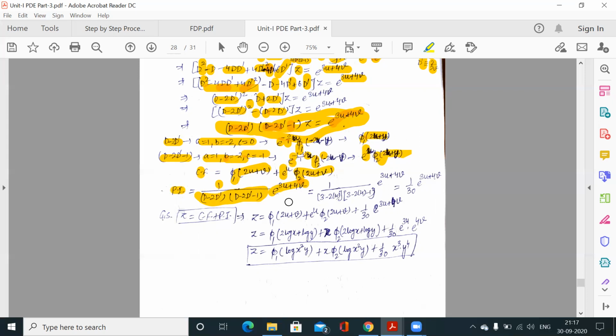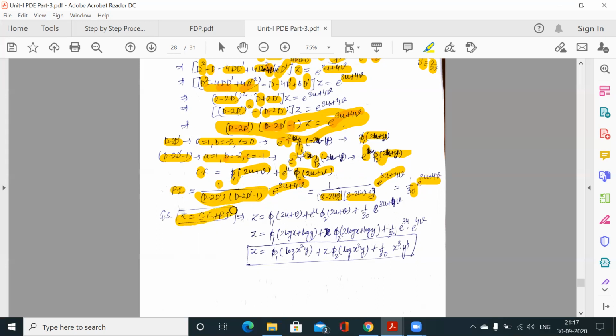In this case, what we do? We simply replace D as the coefficient of x and D dash as the coefficient of y, provided the denominator is non-zero. So the coefficient of u is 3, so we will replace D by 3, and the coefficient of v is 4, so we will replace D dash by 4. So this is 3 squared minus 2 into 4, and then minus 1. So the denominator is non-zero, so there is no problem. We can write our answer: 1 over 30 into e to the power 3u plus 4v.